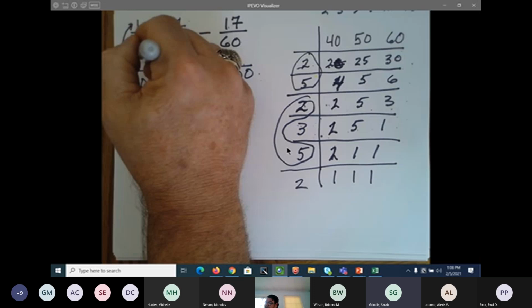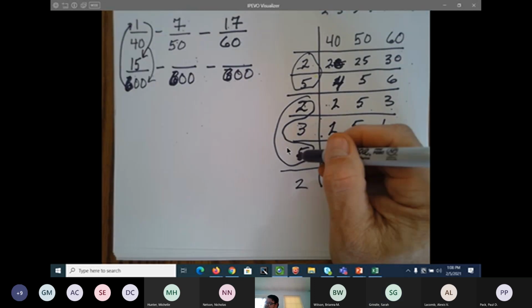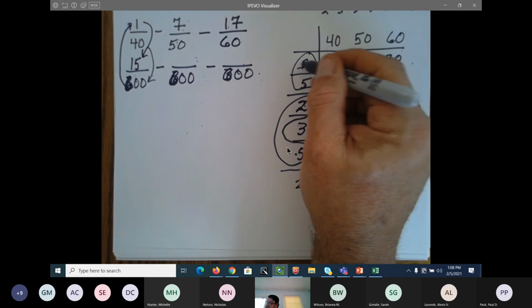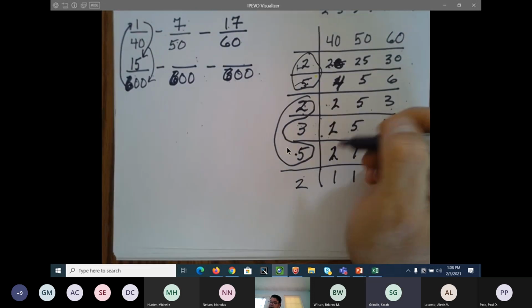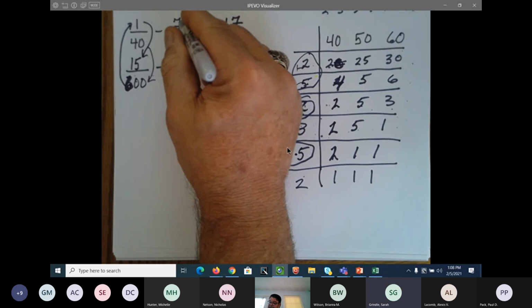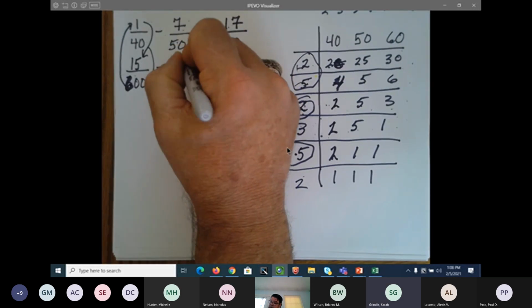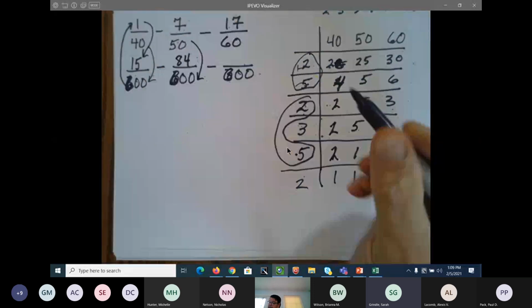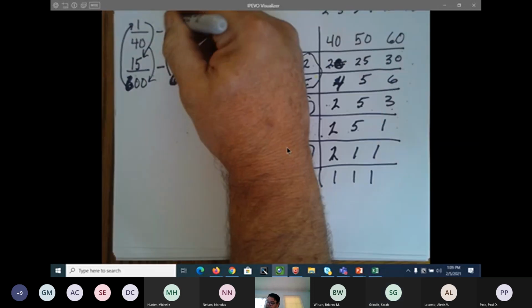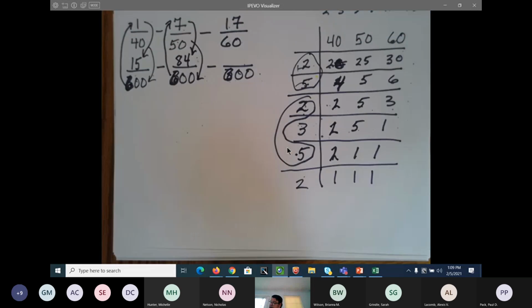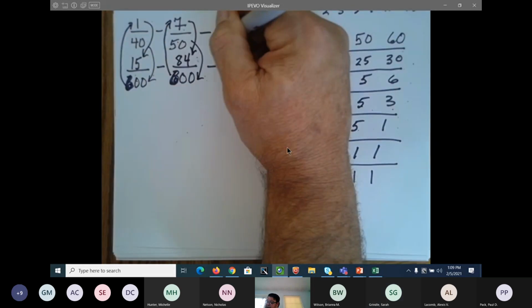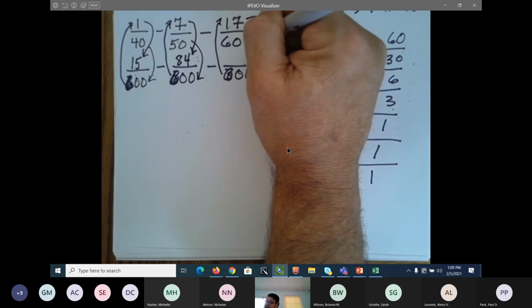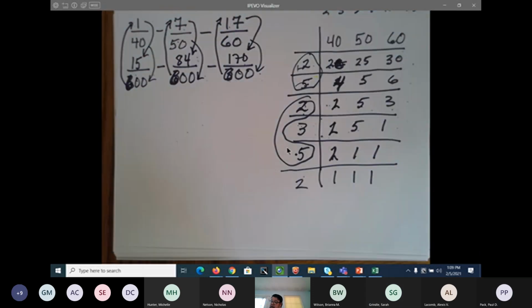50, well, where is 50? 50 is 5 times 10. So there's 5, and there's 10, and that leaves 6 times 2, which is 12. And 12 times 7 is 84, I believe. 50 will go into 600 12 times, and 12 times 7, y'all check my math, and 60 will go into 600 10 times, and 10 times 17 is 170. And 15 minus 84 is going to be 69. Somebody help me out there.